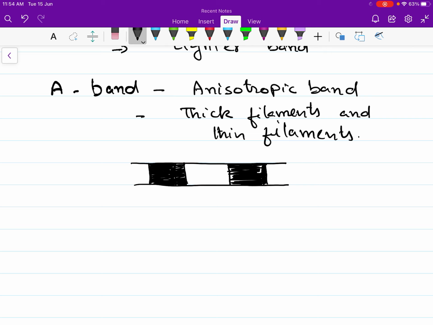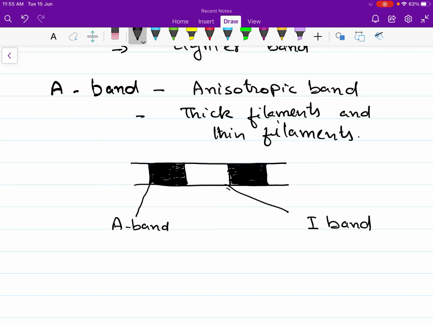So in a muscle myofibril, the light and dark bands alternate with each other. Now the dark band is called the A band. This band will be called the A band, and this light one will be called the I band, right?